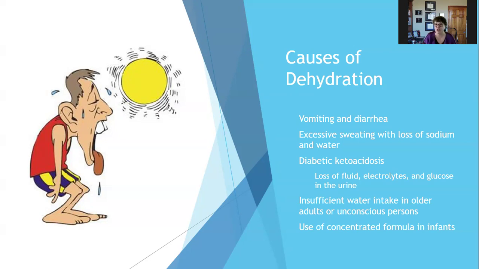Insufficient water intake in older adults or in unconscious persons. If you're in the ICU, for example, and you're unconscious, they're usually giving you fluids intravenously because you can't drink when you're unconscious. And older adults have a reduced thirst sense, so a lot of times they're not having enough intake. Use of concentrated formula in infants: when the formula is concentrated, it absorbs more water, and babies don't have that much fluid reserve anyway, so it's basically sucking the water out of their little bodies, which is not good.